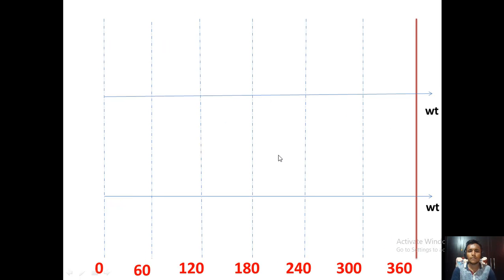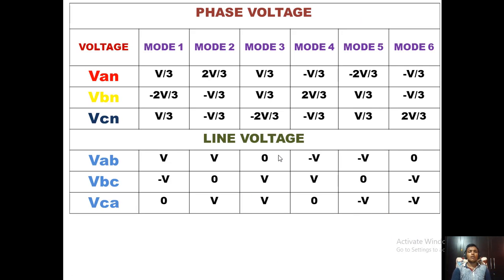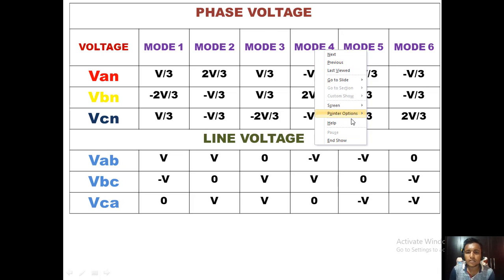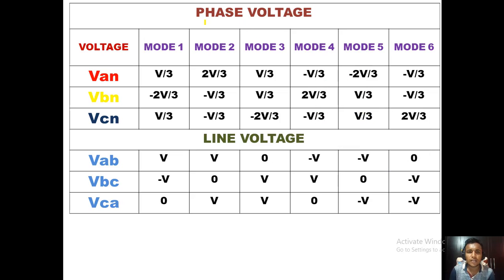That is mode 3. Now in this table we have mentioned the phase voltages AN, BN and CN, and the line voltages. Now what does the line voltage mean?